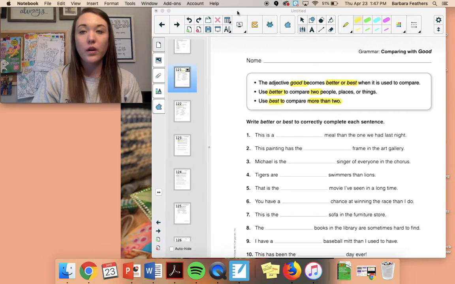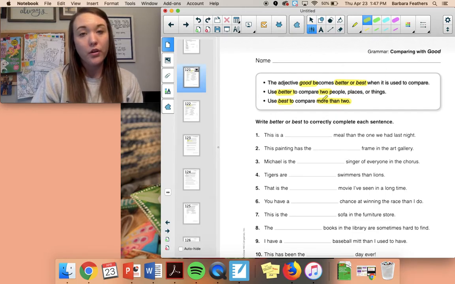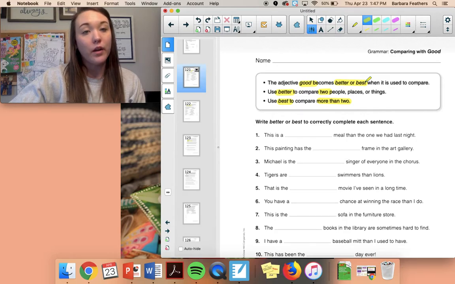Your first page is 121. On this page, we are going to practice comparing with the word good, and then on the next page, we are going to compare with the word bad. At the top, we have a little bit of directions here to help us through this page. The adjective good becomes better or best when we are comparing things. We use the word better to compare two people, places, or things, and the word best to compare more than two.